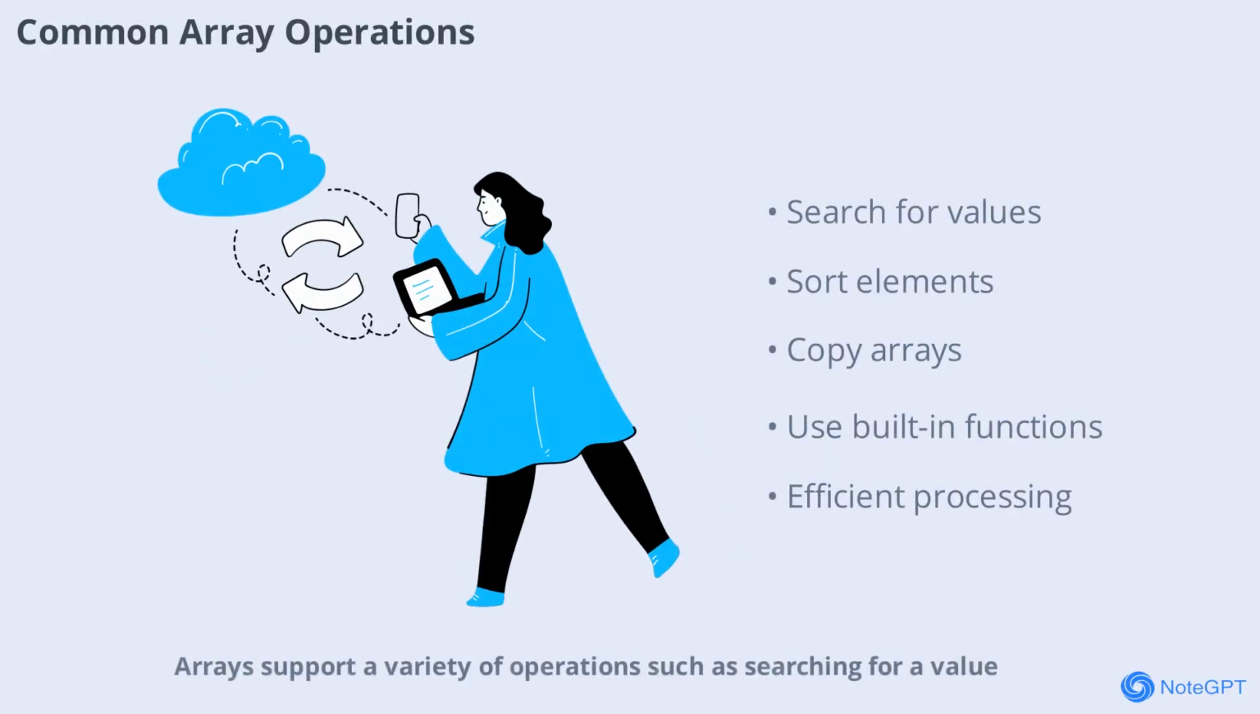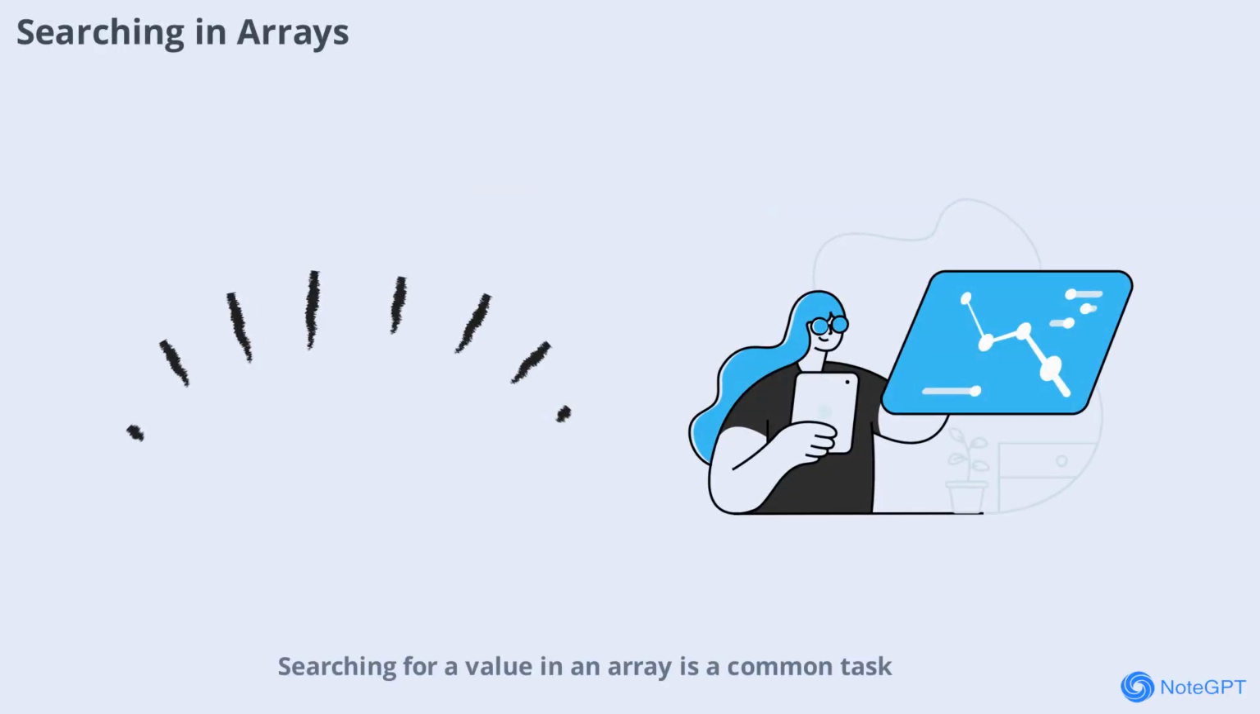Arrays support a variety of operations, such as searching for a value, sorting elements, or copying data to another array. These operations are often built into programming languages or available through libraries. Understanding how to perform these tasks efficiently is key to working with arrays. For example, you might use a loop to search for a specific value or a built-in function to sort the array in ascending order. Searching for a value in an array is a common task.